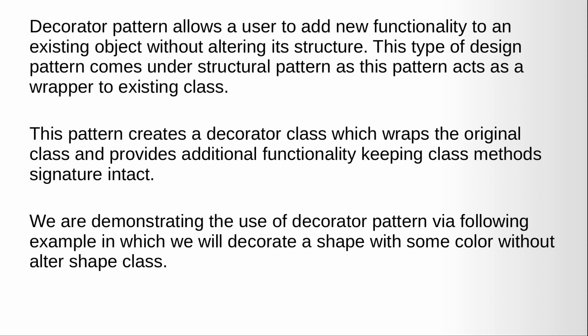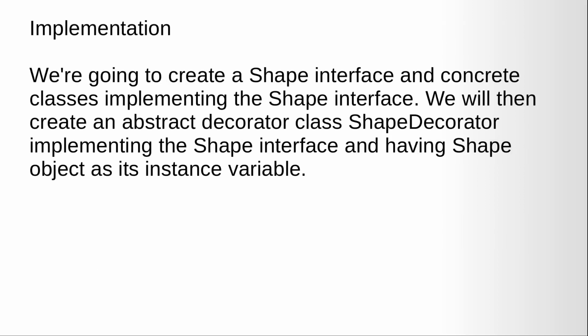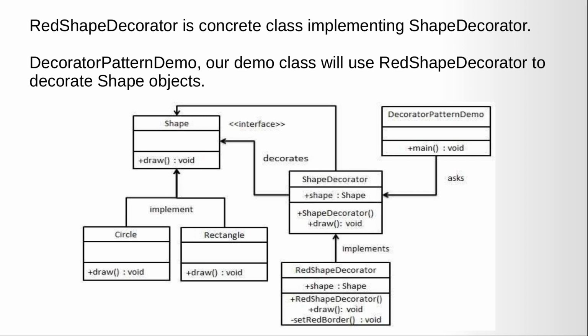We are demonstrating the use of decorator pattern via the following example in which we will decorate a shape with some color without altering the shape class. Let's look at the implementation we are going to do. We are going to create a shape interface and concrete classes implementing the shape interface. We will then create an abstract decorator class, shape decorator, implementing the shape interface and having a shape object as its instance variable.